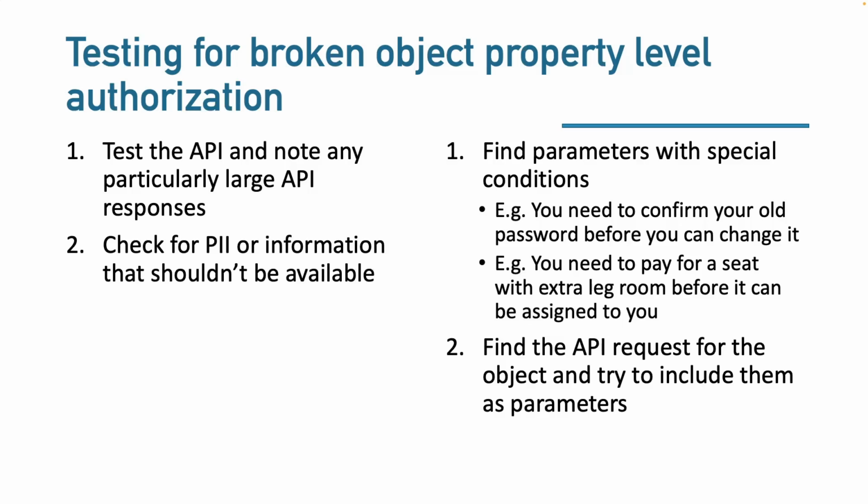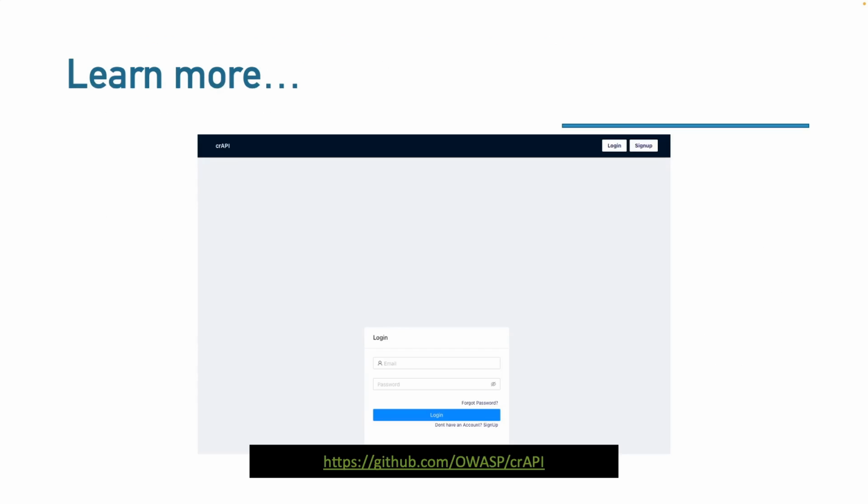Now, for the mass assignment part of this vulnerability, you want to find parameters with special conditions. So you need to confirm your old password before you can change it. You need to pay for a seat with extra legroom before you can be assigned a seat with extra legroom. Then you want to find the API request for that object after that logic has taken place and try and include them as parameters. So if you want to learn more, there is a great OWASP project called Crappy, which is a fake API that you can experiment with and has mass assignment in it.